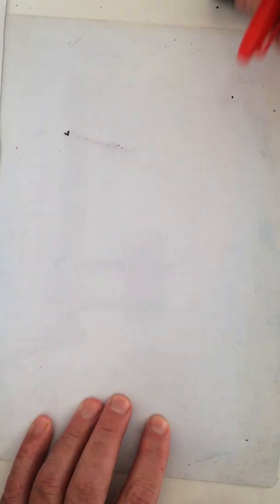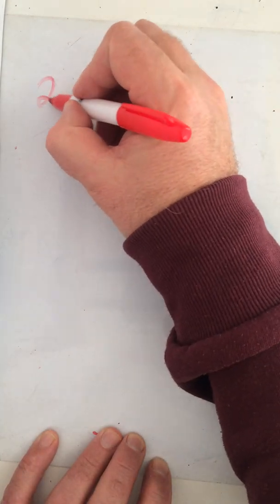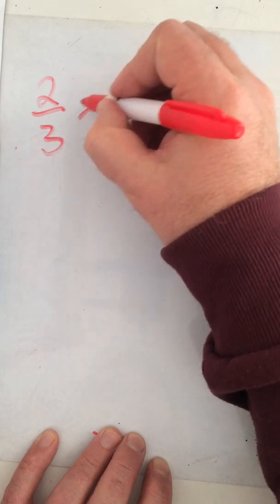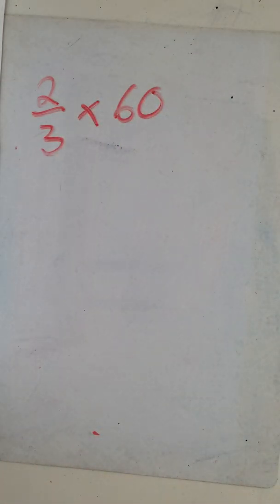Now, if you were given the question, what is 2/3 times 60? I'd like you to have a think. How would you go about doing that?